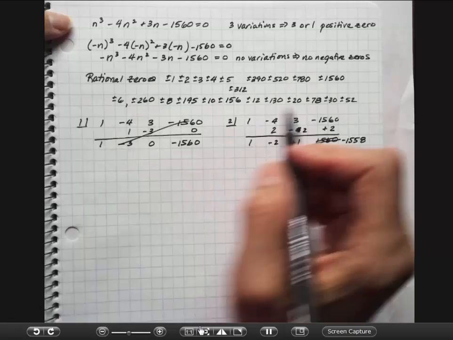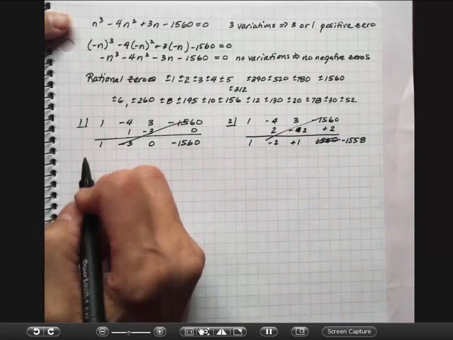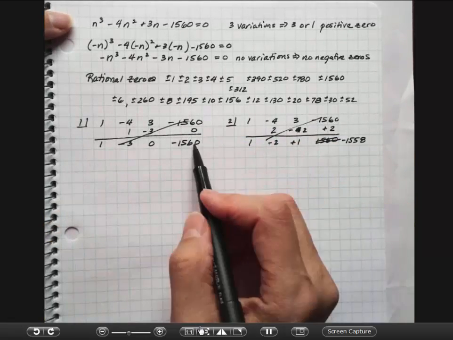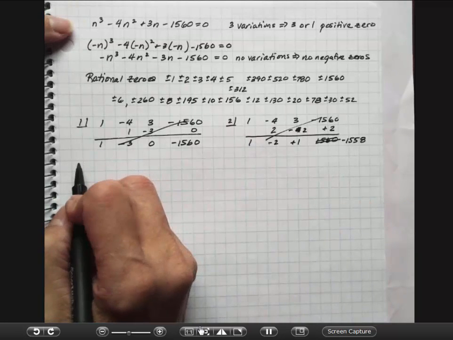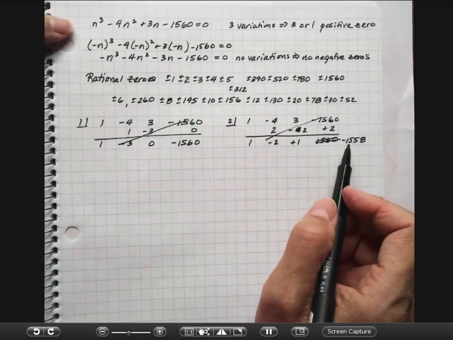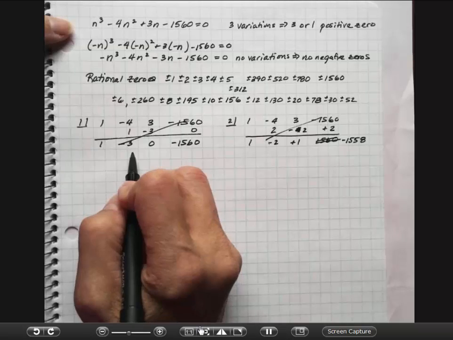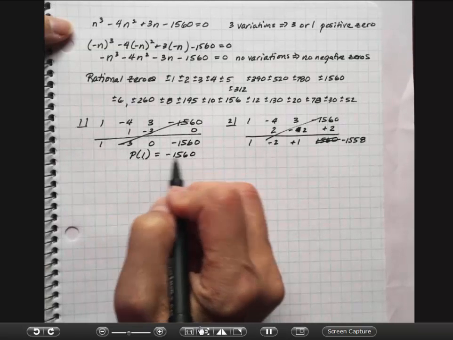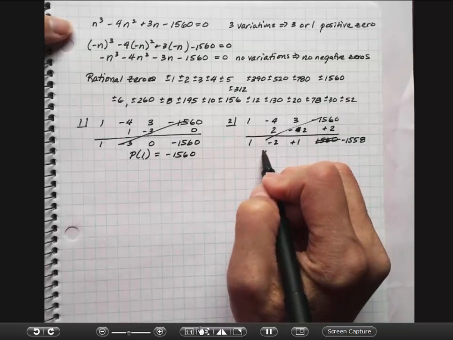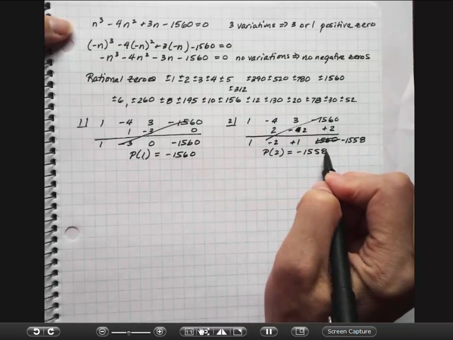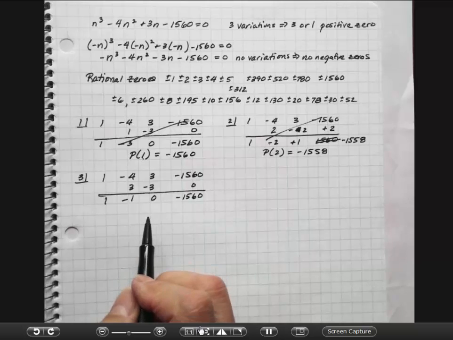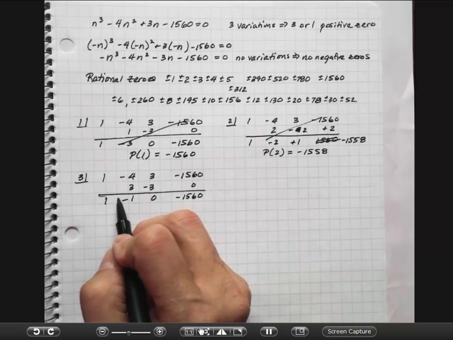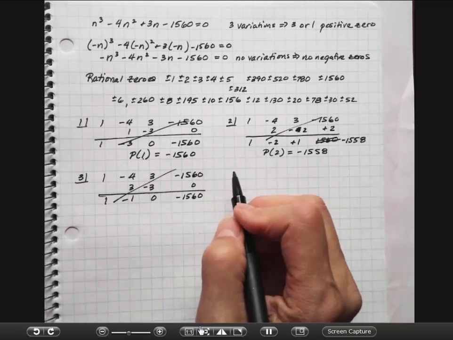Alrighty, so that doesn't work. Next we try 3. And notice that we're only changing by about 2 places here, from negative 1560 to negative 1558. So remember that this means that P of 1 equals negative 1560. So when x is 1, this is y. When x is 2, this is y. Next I'm going to try 3, and we're back to negative 1560. So again, doesn't work.